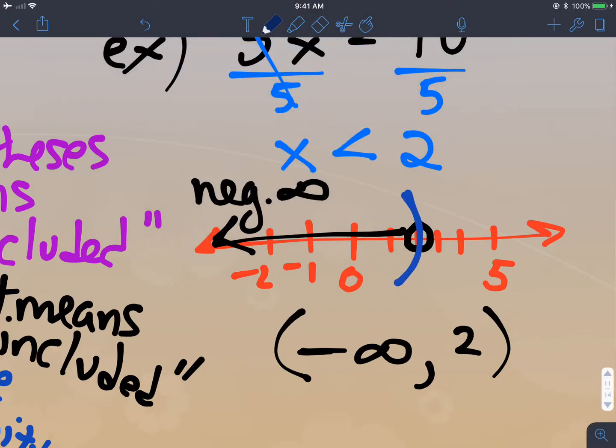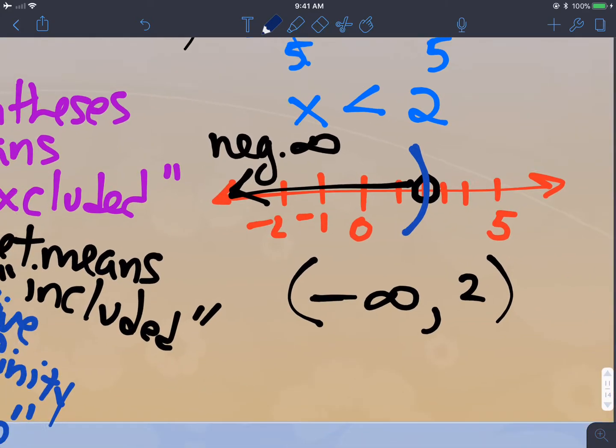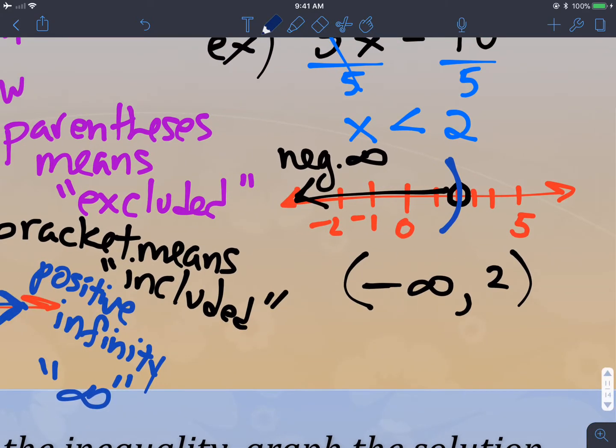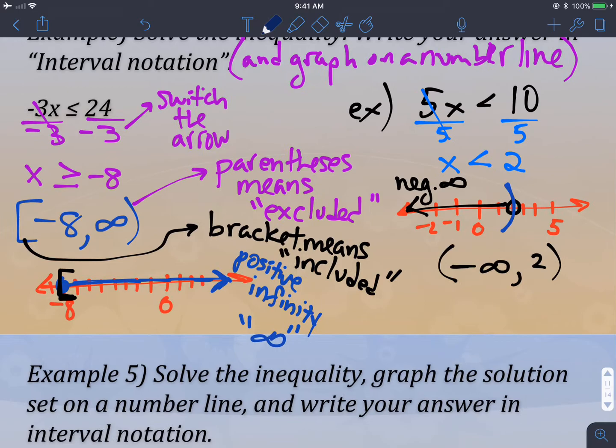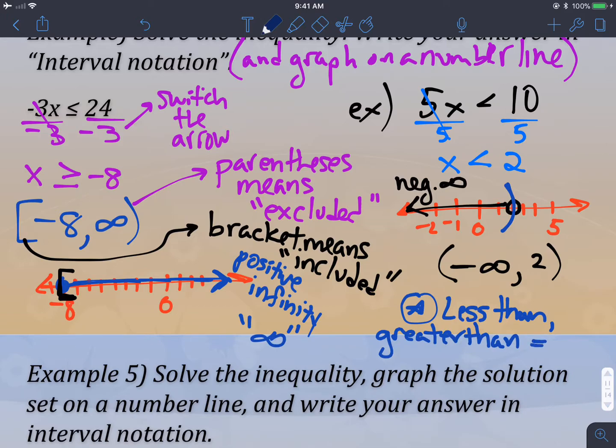Okay, so I'm going to write a note, but it's because there's no less than or equal to. So if there was less than or equal to, you put the bracket next to the 2? Yes, exactly. Okay. So less than, greater than means use parentheses.